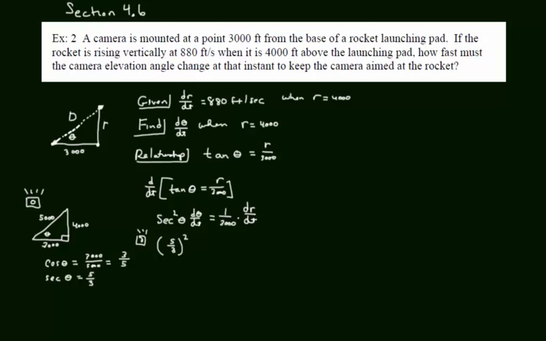That's going to be squared. D theta dt is the thing we're supposed to find. 1 over 3,000. And then dr dt was given at 880. Like that. So a little simple algebra. We have 880 over 3,000.